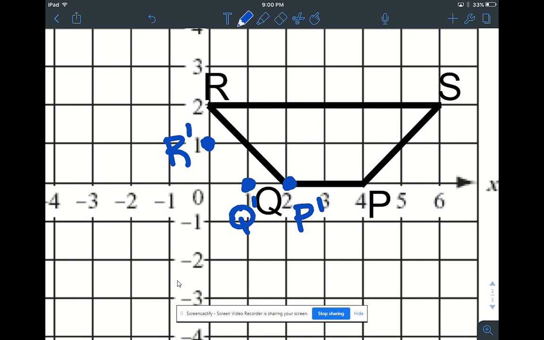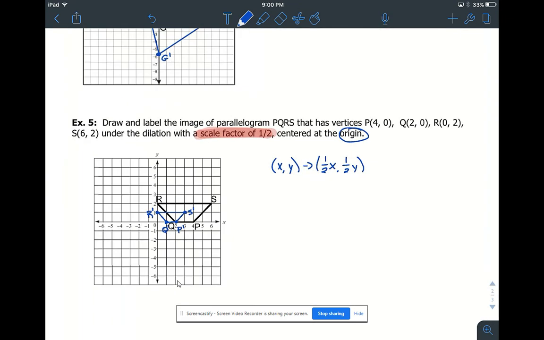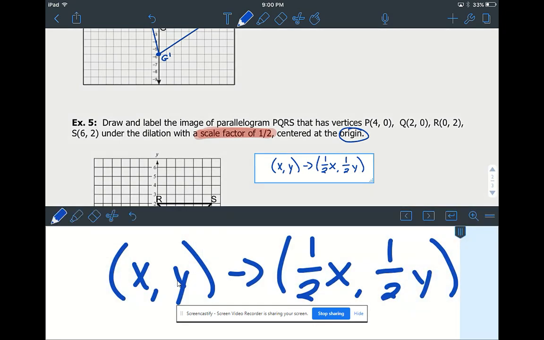And then S looks like it's at 6, 2. So we need to cut that in half. So then that would be at 3, 1 for S prime. Make sure you draw it. And we are gravitating towards the origin like we should be, and our dilation is half of the original pre-image.